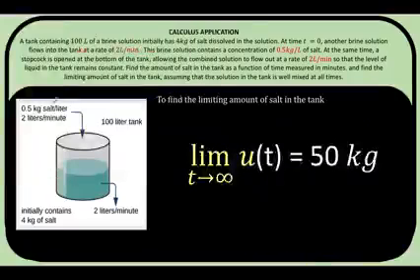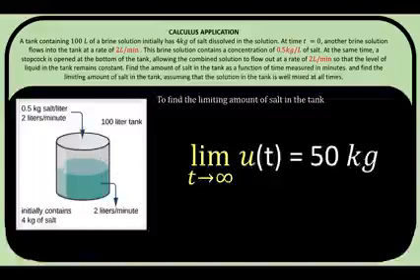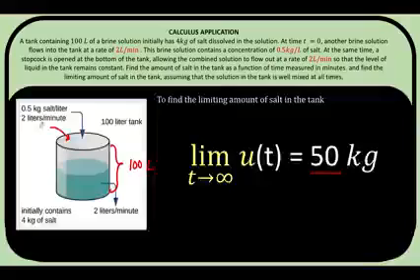What does this mean? This means that as time approaches infinity, the maximum amount of salt in this tank cannot be more than 50 kilograms. Why is that so? Remember that the volume of liquid in this tank is always 100 liters. And remember that the inflow rate is 2 liters per minute, and this brine solution that is flowing into the tank contains 0.5 kilogram of salt for every liter. So 0.5 kilogram of salt for every liter means 1 kilogram of salt for every 2 liters.